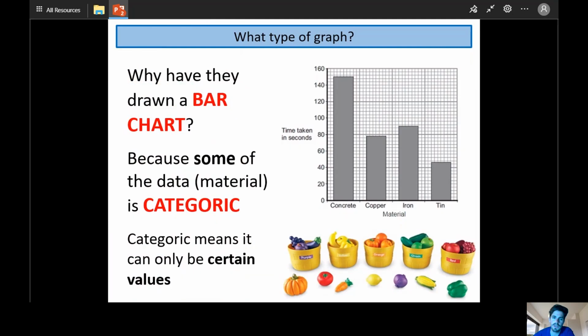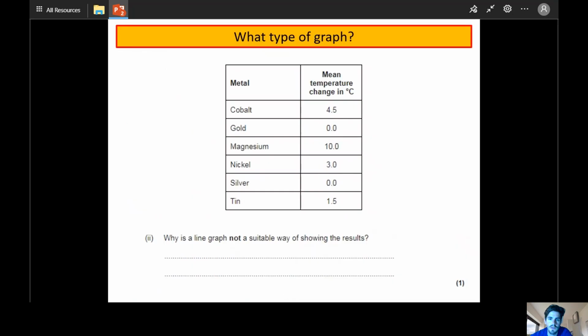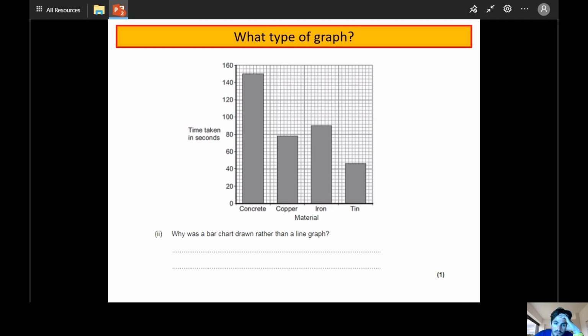To contrast that, this is the one we did earlier, this would be a bar chart because it would be a categoric variable. And also shown at the bottom there, we've got different categories of fruits and vegetables, so they have to go in different pots, hence you would be using bars going up to slightly different heights. Okay? So for this example here, a line graph is not a suitable way of showing results because those are all completely different materials. So different metals could not go along an x-axis showing a line graph. And similarly here, there's no connection between those different materials, so we have to put them into separate bars.